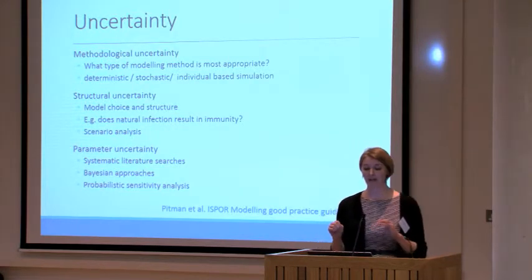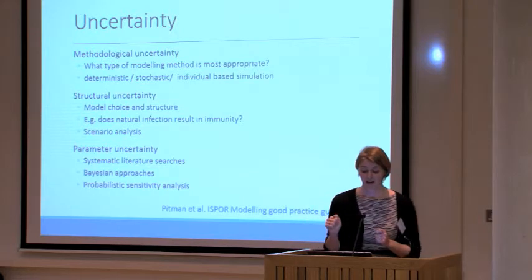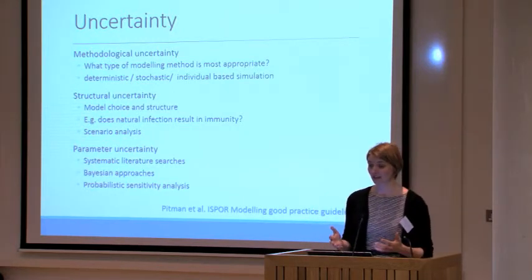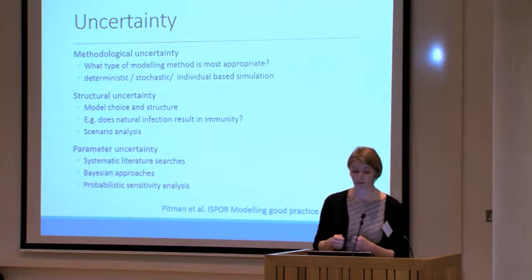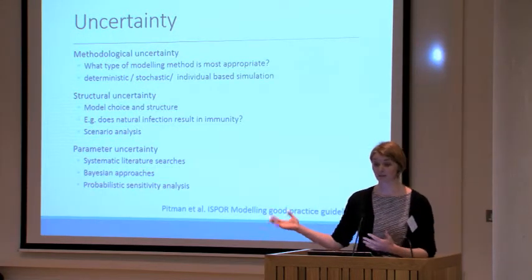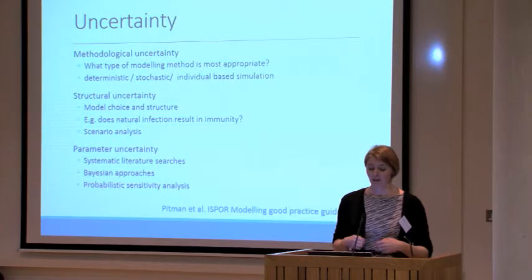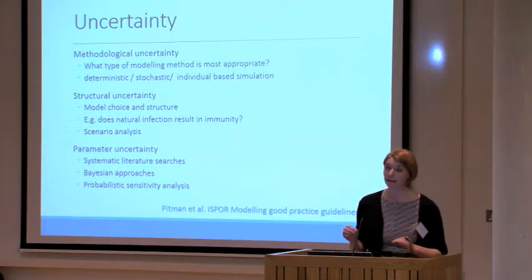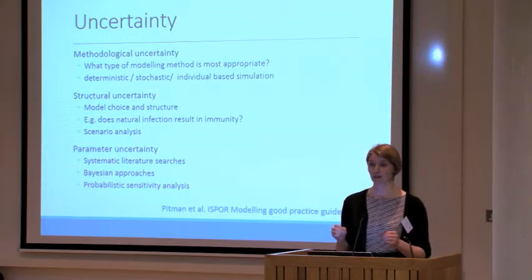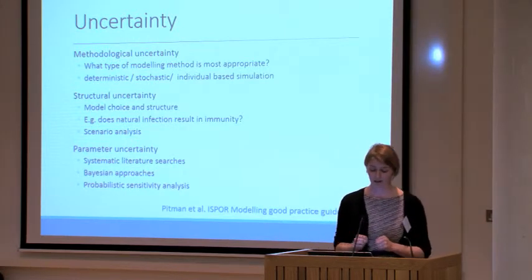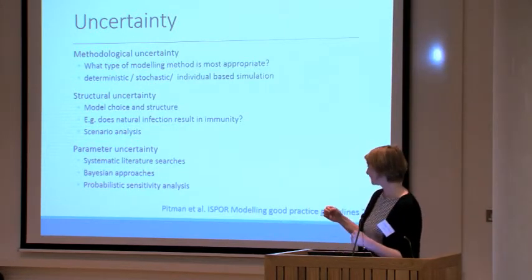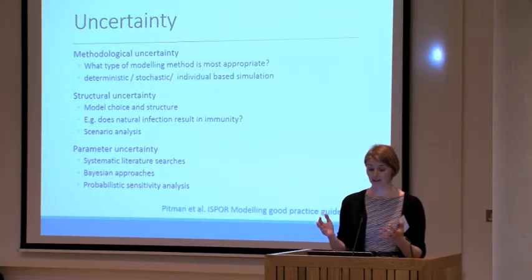So there's uncertainty about what type of model you should use, and you have to make a decision about that. Usually, they're quite complicated to develop. So a choice of a particular type of model will be used, and other people might disagree with that choice. There's uncertainty about the structure of the model. So, does natural infection result in immunity? And that was a question that was raised particularly for HPV vaccines. And it affects the dynamics of the system, so it's quite important to consider. And one way around that is to run different assumptions.